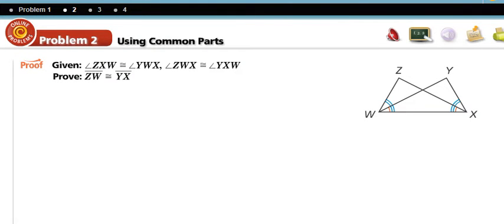In this problem, you will use common parts to prove that two corresponding segments are congruent. Given that angle ZXW is congruent to angle YWX, and angle ZWX is congruent to angle YXW, prove that segment ZW is congruent to segment YX.